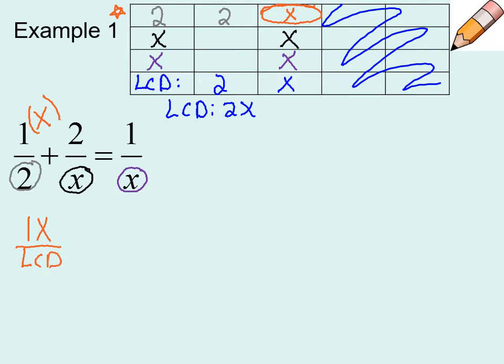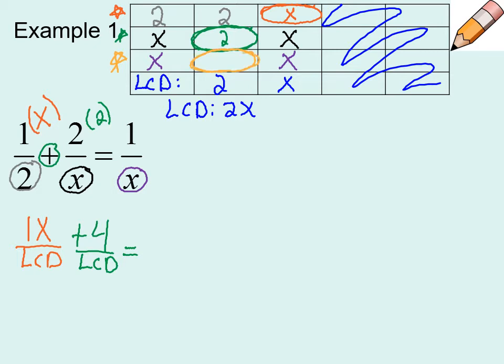Then I'm going to do the same thing for the next one. I have an open space right here. It should be a 2, so I'm going to multiply my second one by 2. I'm going to get a positive 2 times 2, so I get a positive 4 over my LCD. And this is going to equal my final one. If I look here in this row and go across, this is what I'm missing. It should be a 2. So I'm going to multiply this by 2, and 1 times 2 is just 2 over my LCD.